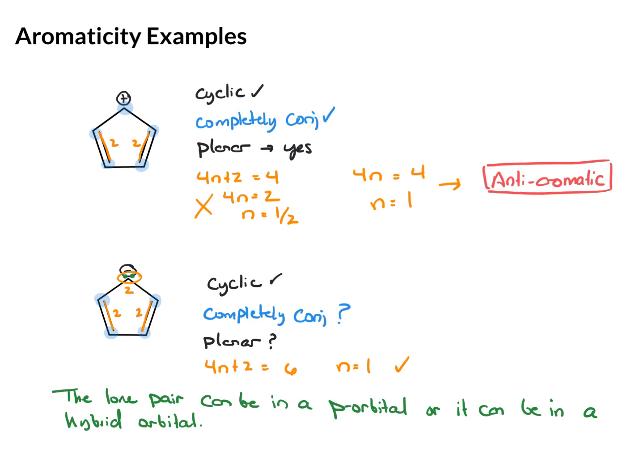So what does this tell us? This tells us that the molecule will be aromatic because that's a good thing, and it can be. So this lone pair will clearly reside in a p orbital, making it completely conjugated. If that's the case, the molecule will be planar and aromatic.